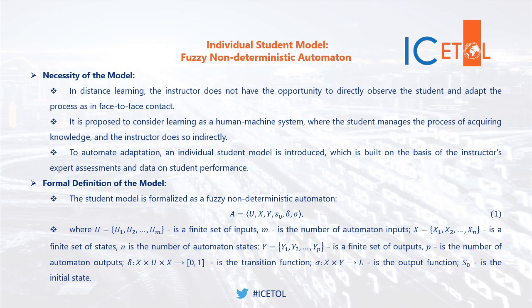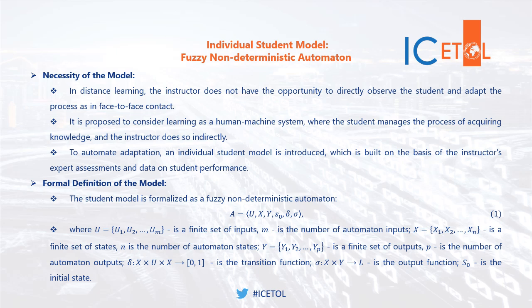We now proceed to the core of our system, the individual student model. In a distance learning environment, the instructor lacks the opportunity to intuitively assess the state of the learning subject, as occurs during in-person contact. To bridge this gap, we propose to consider learning as a human-machine system and introduce a formalized model intended to emulate this assessment process. This model is constructed based on the expert assessments of the instructor and the continuous analysis of data on student performance. For the mathematical description of this complex and multifaceted entity, we have selected the apparatus of automata theory, specifically a fuzzy non-deterministic automaton. Its formal definition, A, is displayed on the slide.